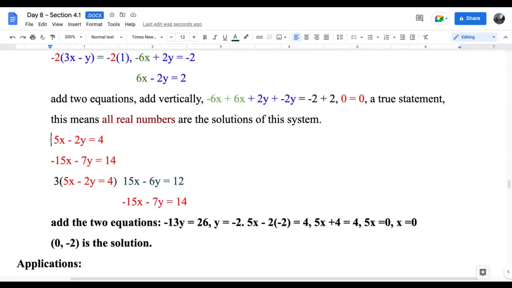Let's see this one. We have 5x minus 2y equals 4. The second equation is negative 15x minus 7y equals 14. This one looks complicated, right? Maybe you want to get rid of the x term. We multiply the first equation by 3, which means multiply 3 with 5x, 3 with negative 2y, and 3 with 4. So 3 times 5x is 15x. 3 times negative 2y is negative 6y. 3 times 4 is 12.